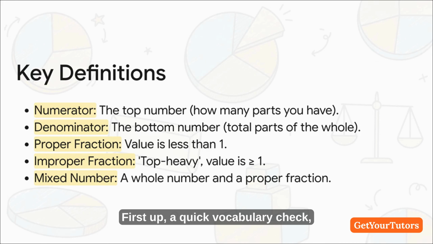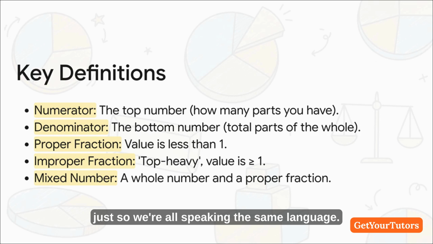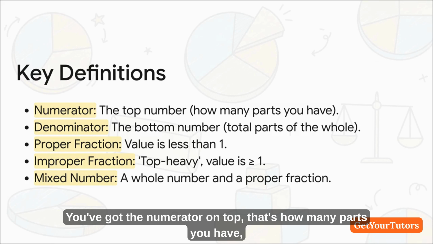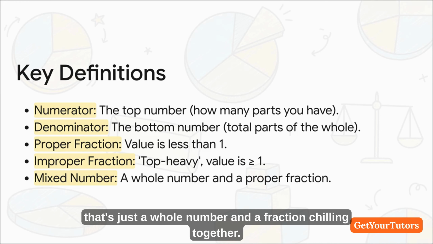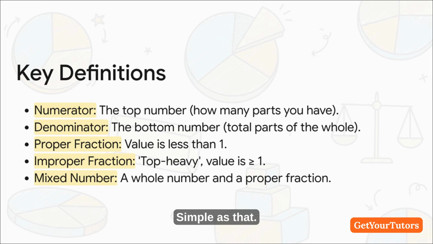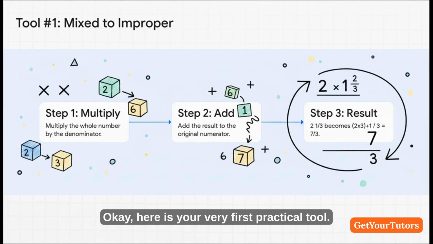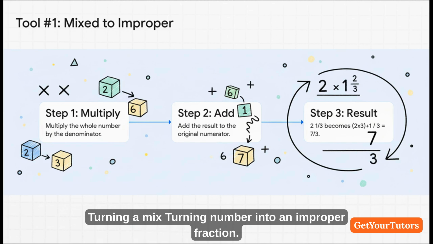First up, a quick vocabulary check, just so we're all speaking the same language. You've got the numerator on top, that's how many parts you have, and the denominator on the bottom, that's the total number of parts in the whole. A proper fraction, that's less than 1. An improper fraction is kind of top-heavy. And a mixed number, that's just a whole number and a fraction chilling together. Simple as that.